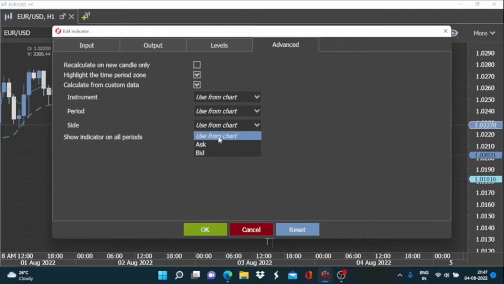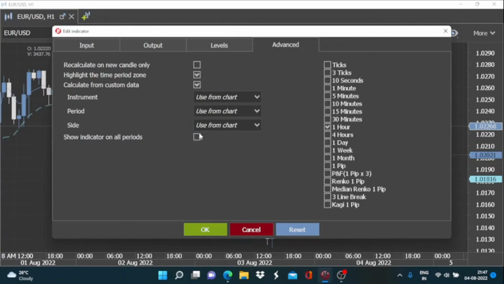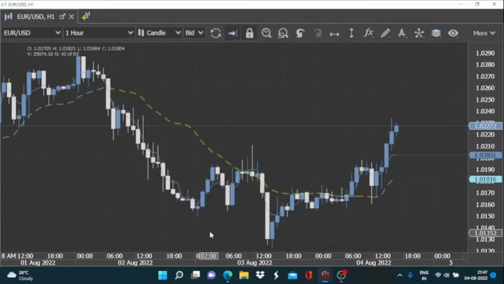Similar thing applies for the spread side. Whether you are going for the ask or bid, you can directly specify it here, or you can simply use it from the chart. If we want the indicator to be shown on all periods, then we have to choose this. Otherwise, if you want the indicator to be shown only on certain time frames and not others, then you have to specify those time frames on which the indicator should be shown here, and on other time frames beside these chosen ones, no plotting will be done for the given indicator. So that's how this system works.